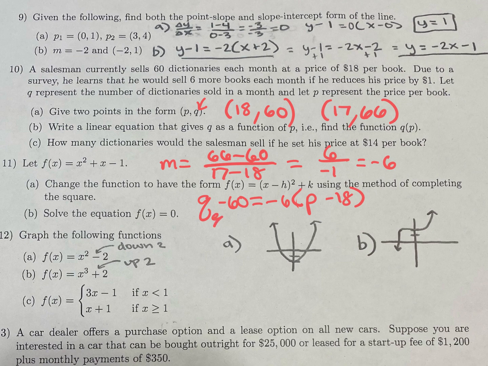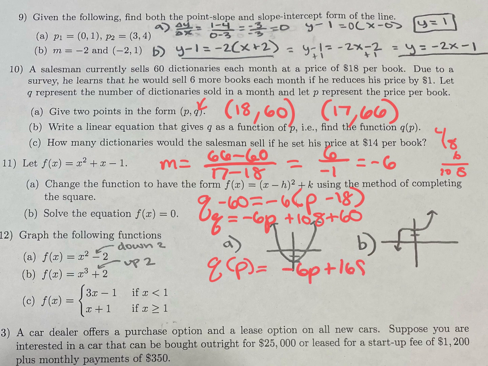Yeah, so q equals -6p, 18 times 6. Let's see what that is, 108. So -6p plus 108 plus 60. So the quantity in terms of price is equal to -6p plus 168. So that would be part B, that linear equation.